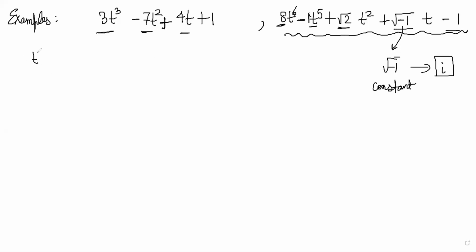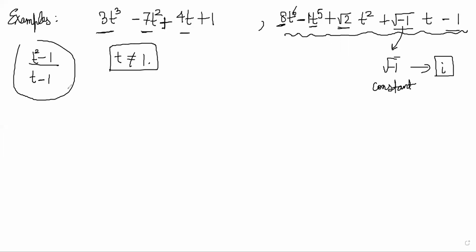What about this one? (t^2 - 1)/(t - 1). Is this a polynomial? If t is not equal to 1, yes, it is. It is just hidden, but you can factorize it and it can be written as t + 1. So this is just a disguised polynomial. Since t is not equal to 1, this function is always defined, and it is actually in the form of t + 1, which is a polynomial.